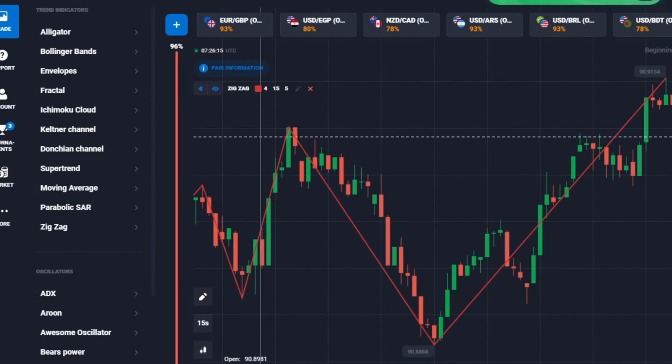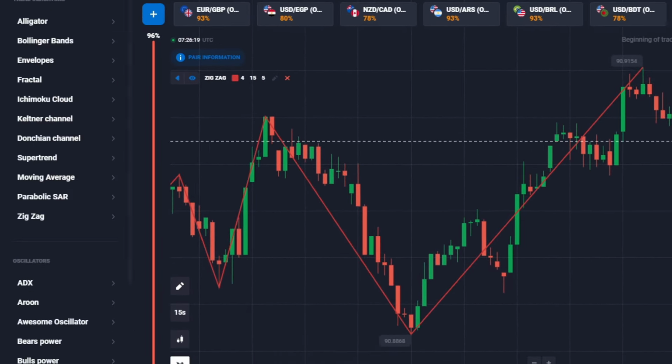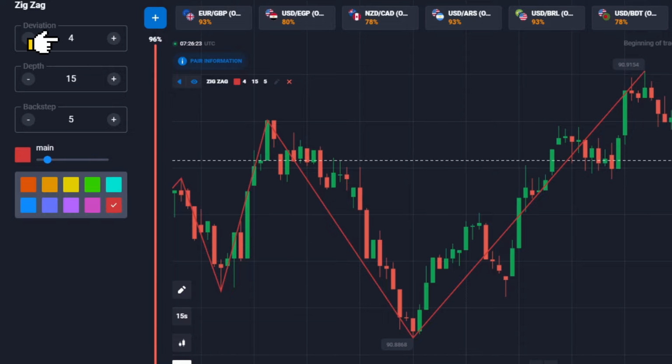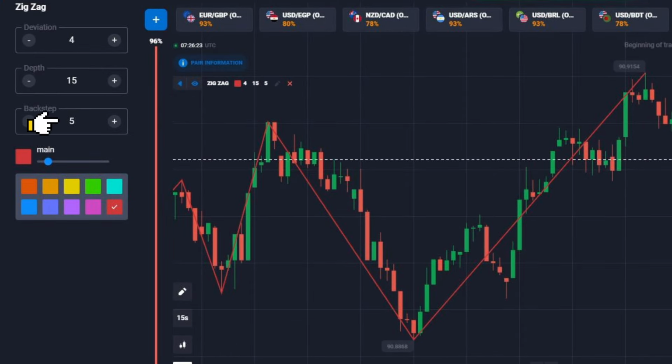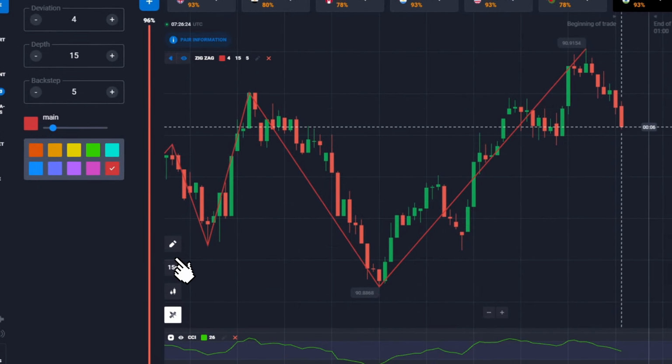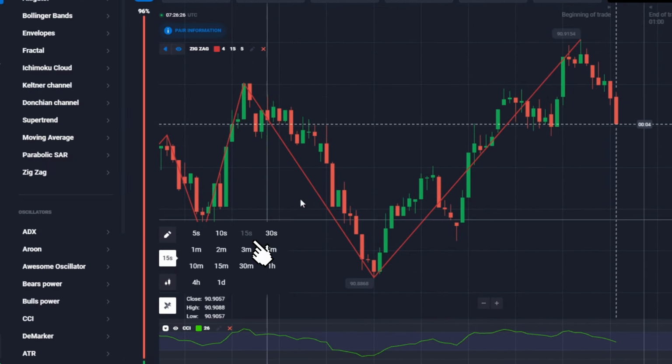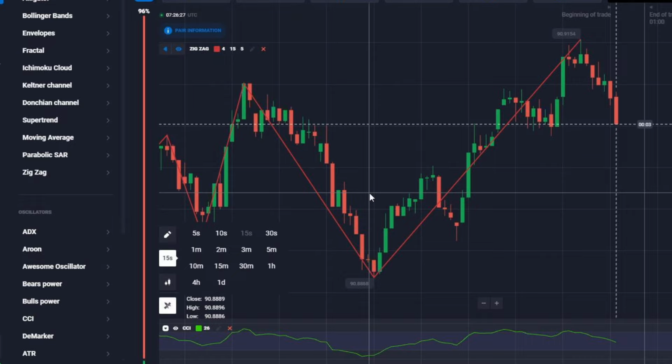Our CCI is with a period of 26, and the zigzag line is of a deviation of 4, depth of 15, with a backstep of 5. Make sure to use 15 seconds candle time for this to make the strategy perfect.